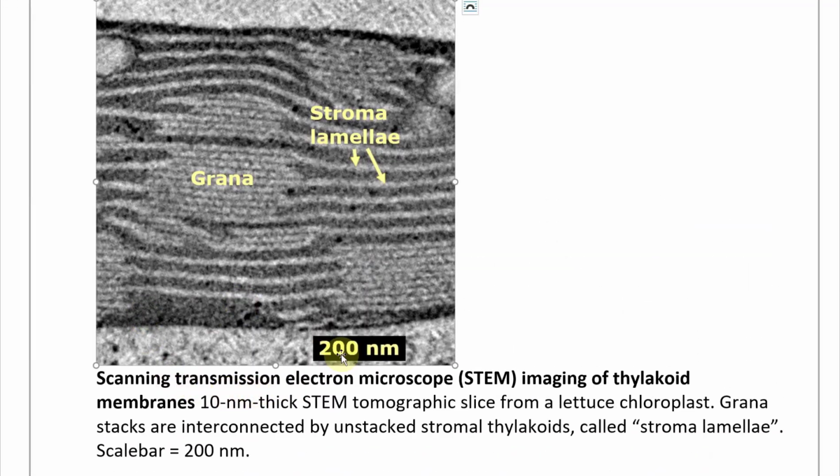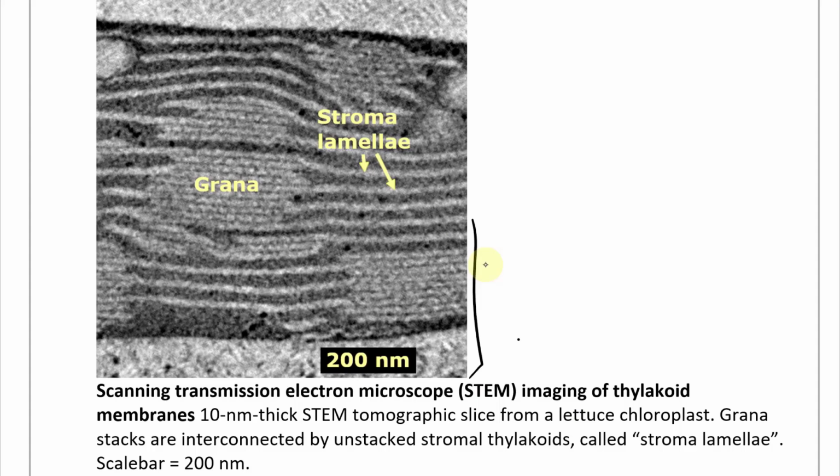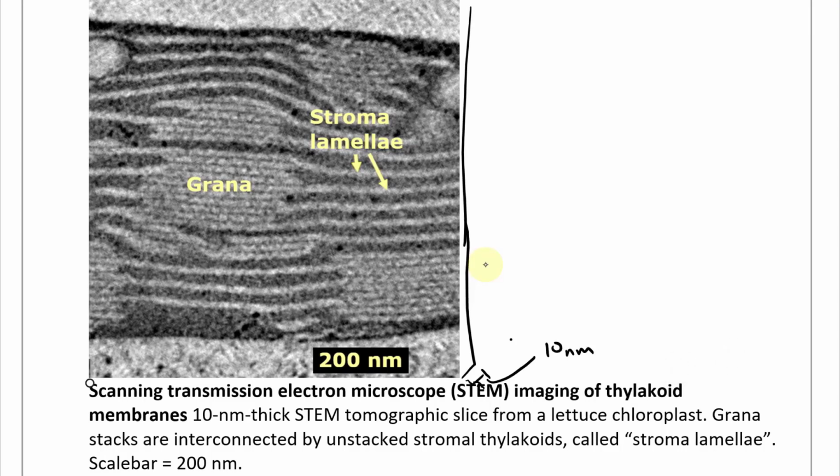Scanning transmission electron microscope or STEM imaging of thylakoid membranes at 10 nanometer thick. STEM tomographic slice from a lettuce chloroplast. So that's very, very small. If you have a 3D diagram like that, the thickness is going to be from here to here. It's going to be 10 nm, which again is a billionth of a meter. So let's erase this. That's pretty fascinating stuff.